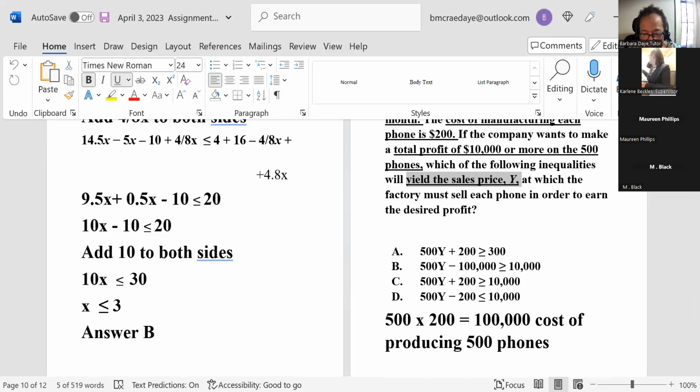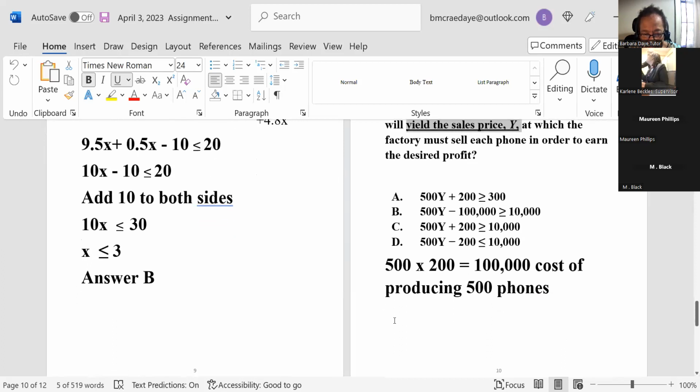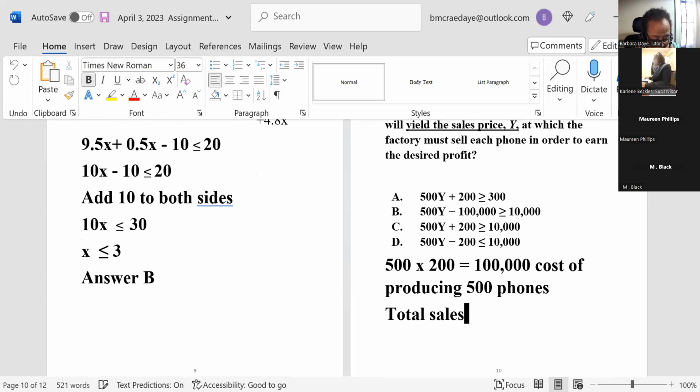Okay, let me make it easier for you. We'll say total sales minus total cost equal profit. Okay, so the total sales minus total cost equal to profit.